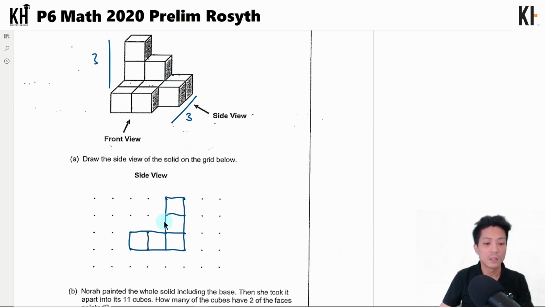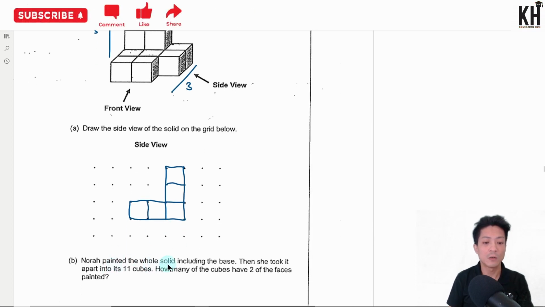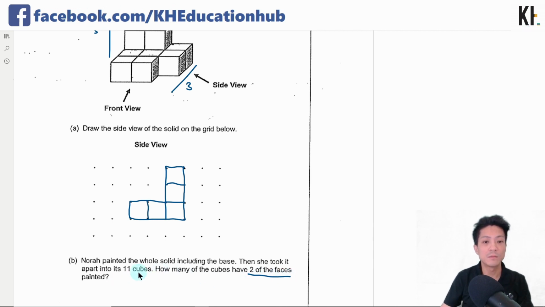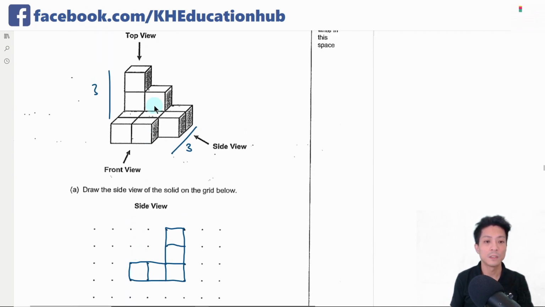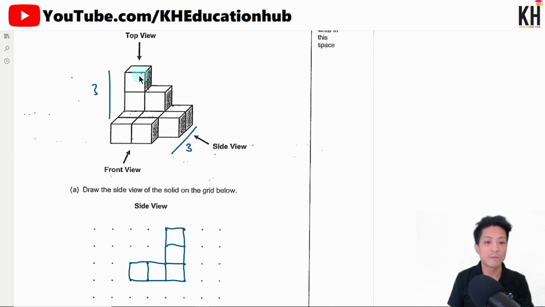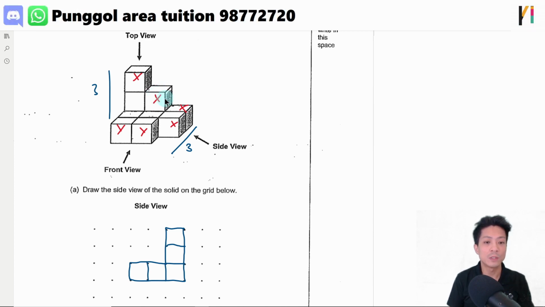For part B, Nora painted the whole solid including the base. Then she took it apart into 11 cubes. How many of the cubes have 2 of the faces painted? We are going to slowly eliminate the ones that are more obvious. These will have more than 2. This will have more than 2, more than 2, more than 2, and this will have more than 2. This is also quite obvious to have more than 2, right? And this one will have 1, 2, 3 faces painted. This one will have 3 faces painted.